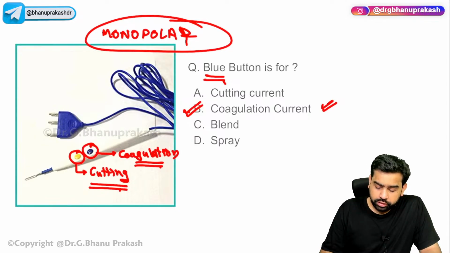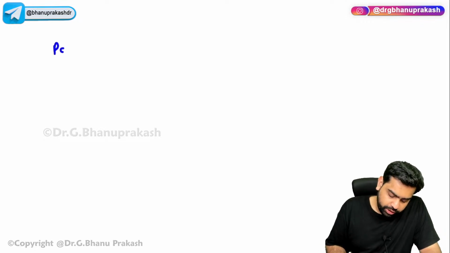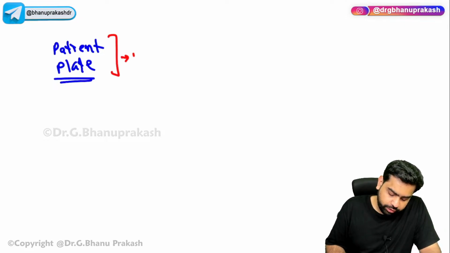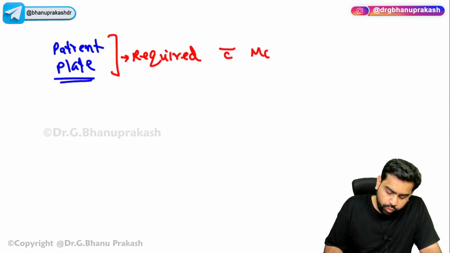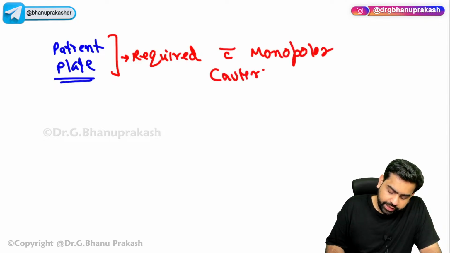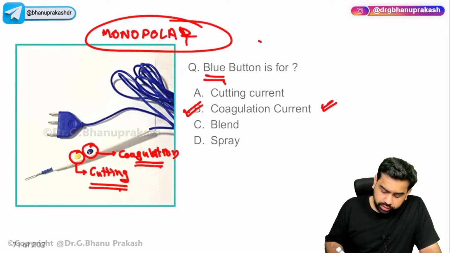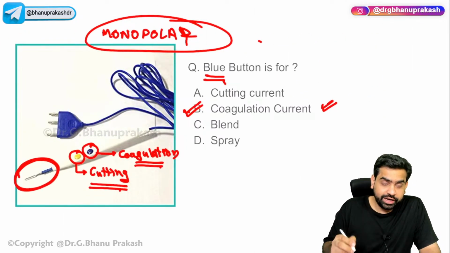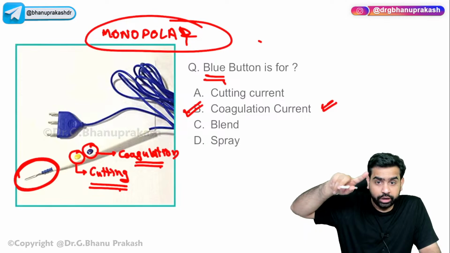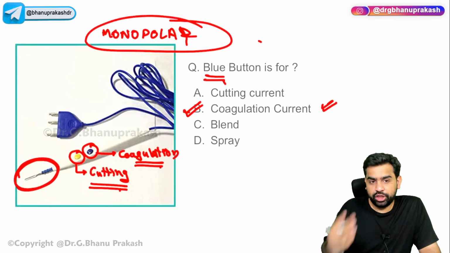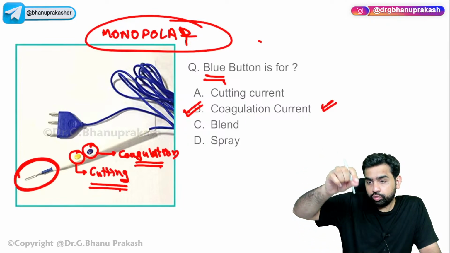Now, what is the thing about this particular monopolar cautery? Do you require a patient plate? So what is this patient plate? The patient plate is required with the monopolar cautery. Why is it required with the monopolar cautery? Because here they have a single electrode. So in order to complete the circuit, we require a patient plate, because the current is going to pass through the body of the patient.